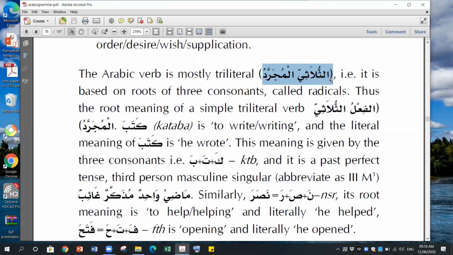Sulasi, in Arabic, Salasa means three. Do you know Arabic counting? Wahid, Ithnan, Salasa. So Sulasi means three, and Mujarrad means only. Yani only three letters. The Arabic verb is mostly trilateral. Trilateral means having three letters. That is based on the roots of three consonants.